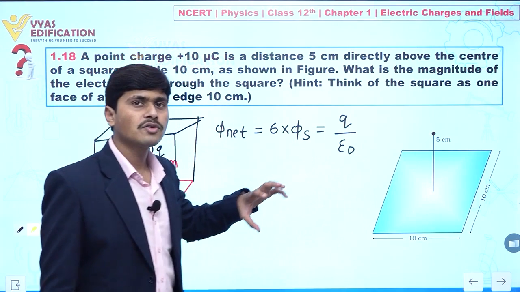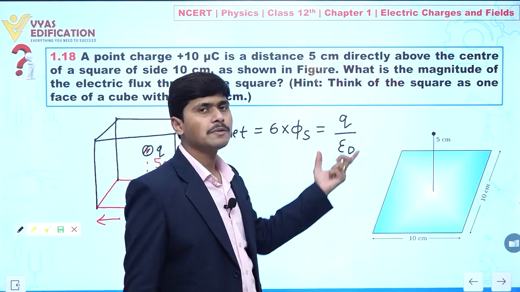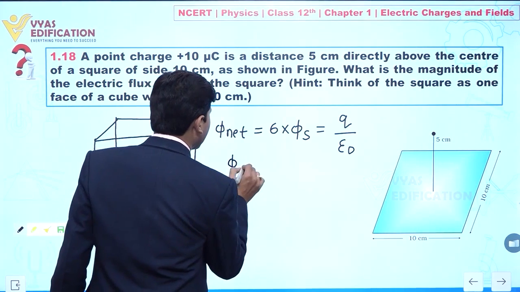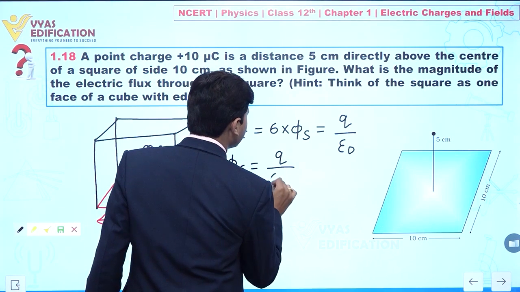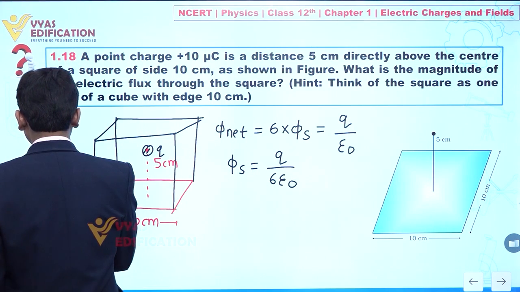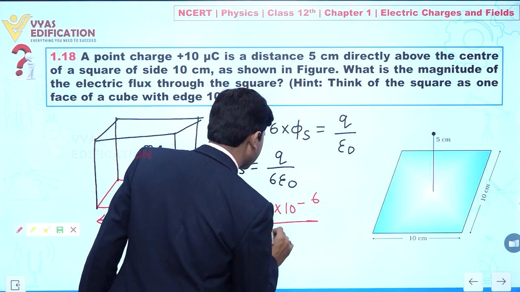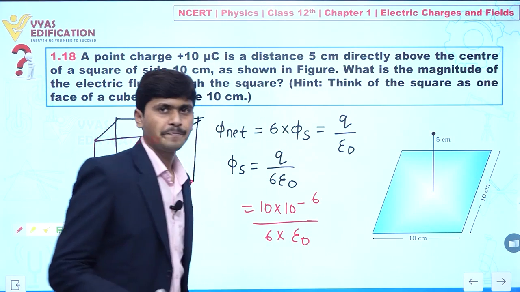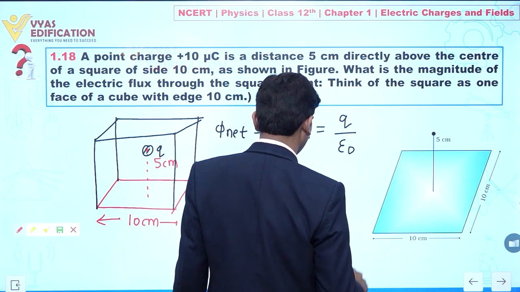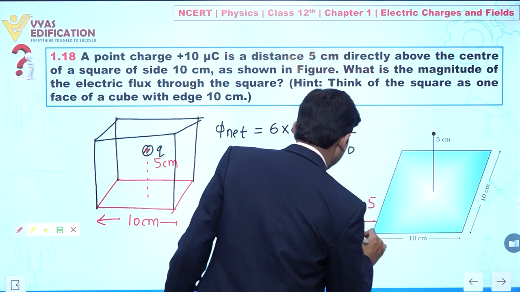Yes or no? According to Gauss law, net flux, this is passing through a closed surface, it should be equal to 1 by epsilon naught times q net. Yes or no? So from here we can say phi s, this should be equal to q by 6 epsilon naught. Clear? So value of charge is given to us. This is 10 microcoulomb. So 10 into 10 to the power minus 6 divided by 6 multiply epsilon naught. Clear? Epsilon naught value we actually know very well. So we can write like this: 10 to the power minus 5 divide 6 epsilon naught.